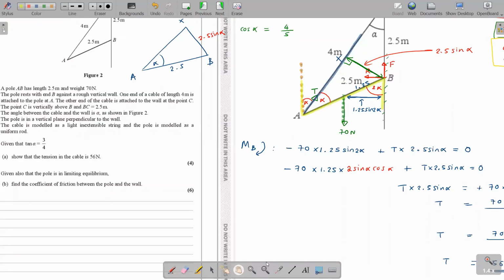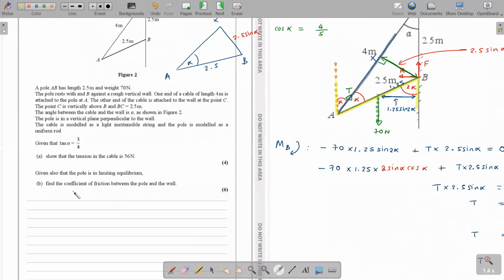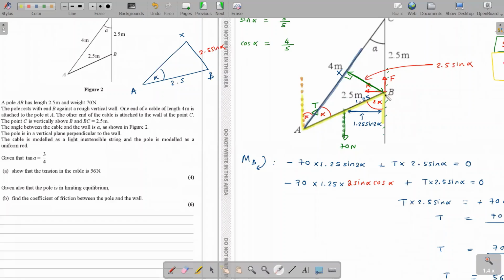Part B. Given also that the pole is in limiting equilibrium, find the coefficient of friction between the pole and the wall. Okay, so they want us to find the mu value that acts at this point. So how do I find it? Let me erase these irrelevant things.